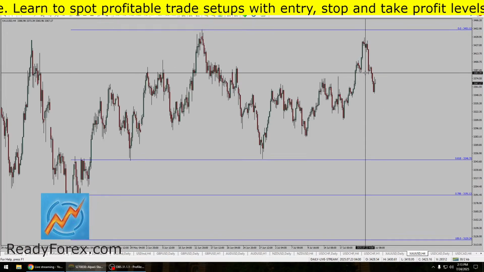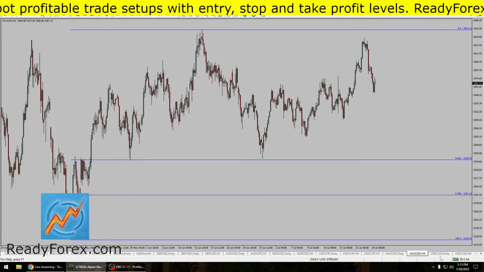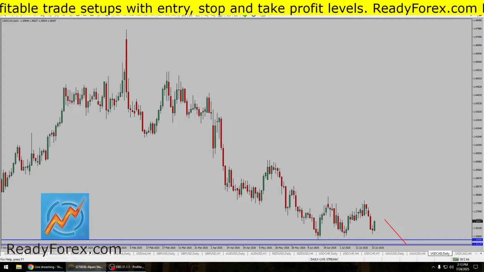On the 4 hour, we're getting a drop, by the way. We got this breakdown over here, so this is telling me that on a short term, spot gold is going to drop.